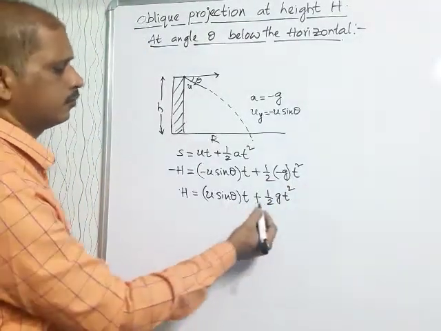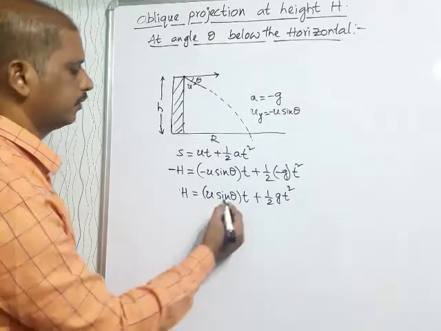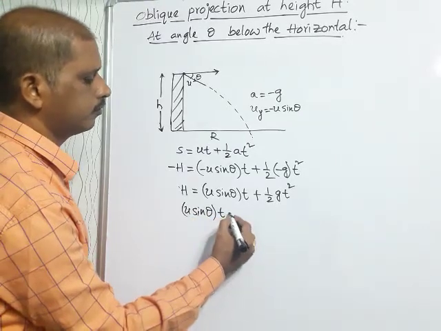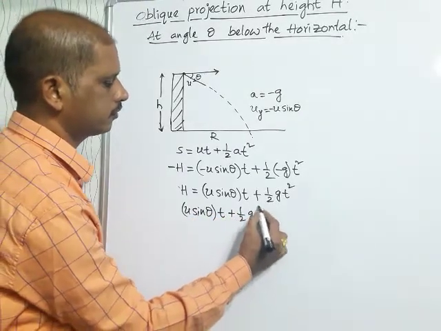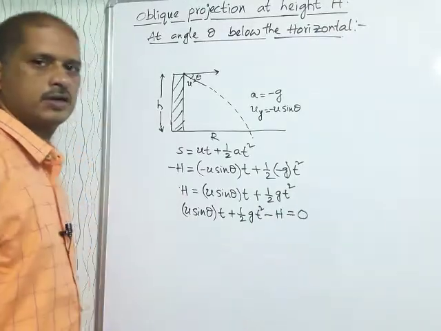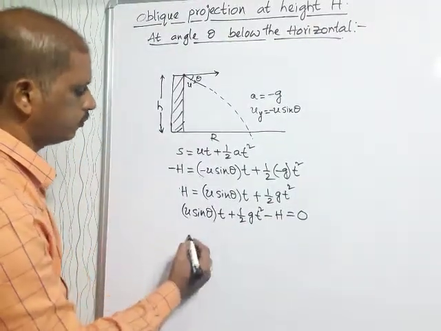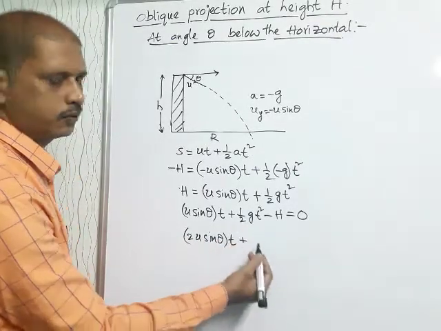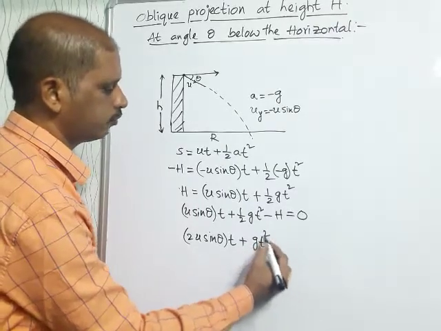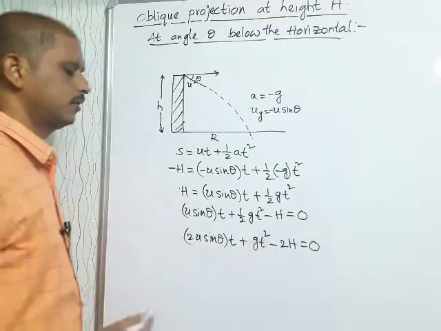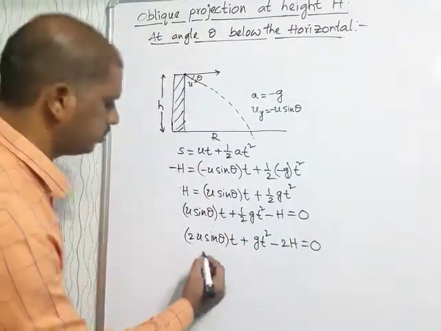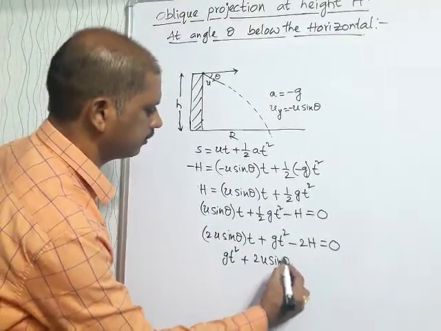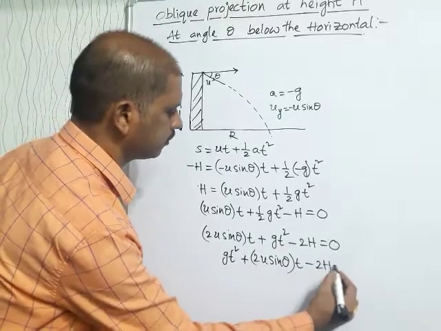So bring this towards the right side, then u sine theta into t plus half gt square minus h is equal to 0. If you take the LCM with 2, u sine theta into t plus, here 2 cancels, gt square remains, minus 2h is equal to 0. So this is a quadratic equation. Or gt square first you can write, gt square plus 2u sine theta into t minus 2h is equal to 0.